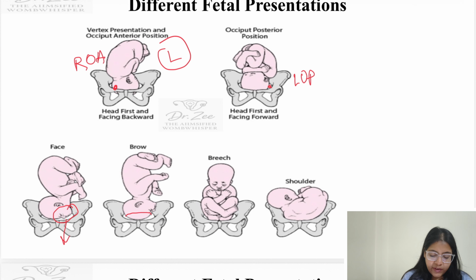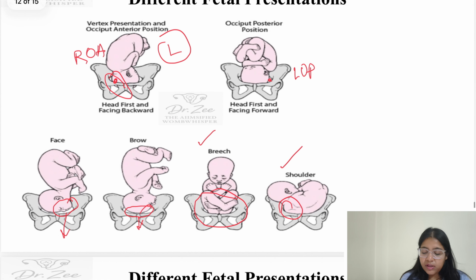Here you can see brow occupies the lower pole first. So it is the brow presentation. Here it was vertex that has occupied. So it was vertex presentation. Here the buttocks occupies the lower pole. So it is breech presentation. And here the shoulder occupies the lower pole. So it is shoulder presentation.